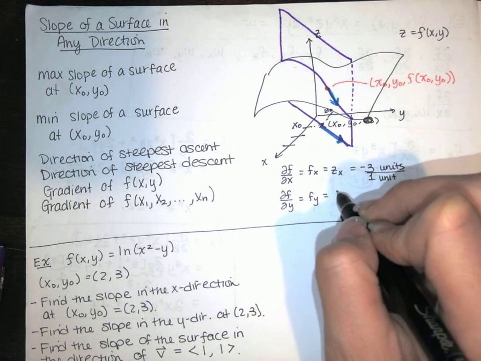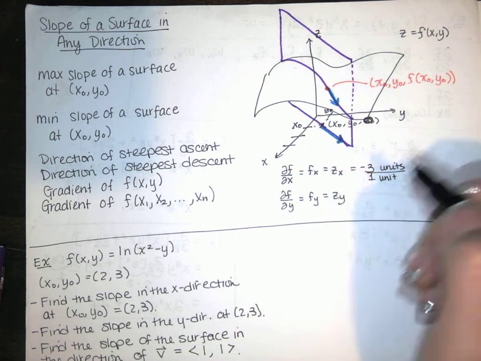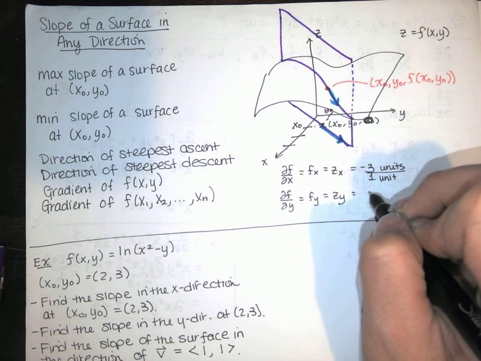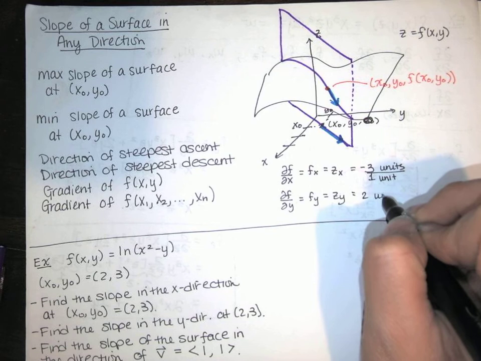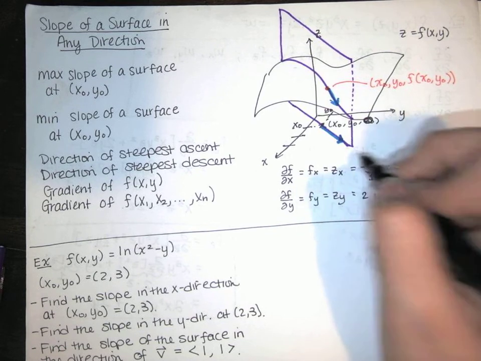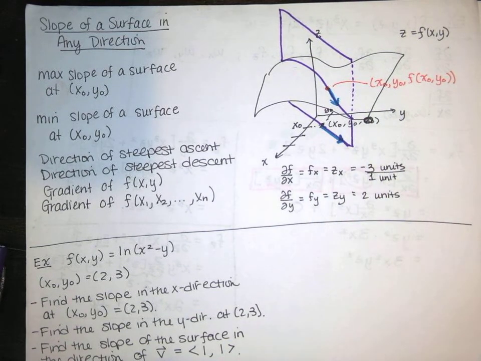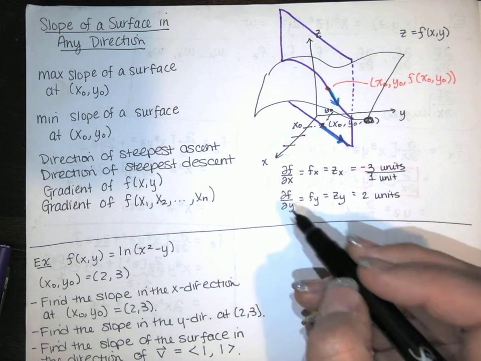Let's say, just for example, that the partial of f with respect to y is equal to 2 units in that direction. Now these are just examples. I'm just throwing numbers out there. If you're wondering, Miss Townsend, where'd you get those numbers from? I'm just making them up so that we have something to interpret.